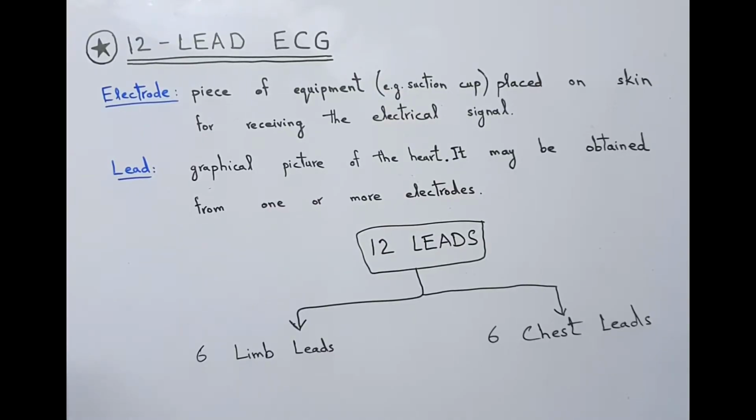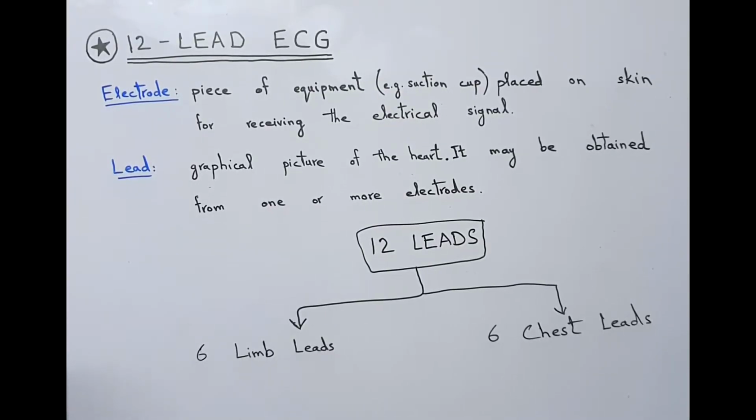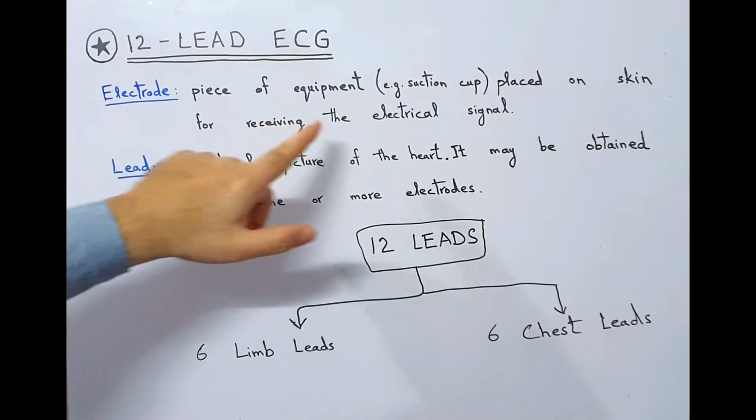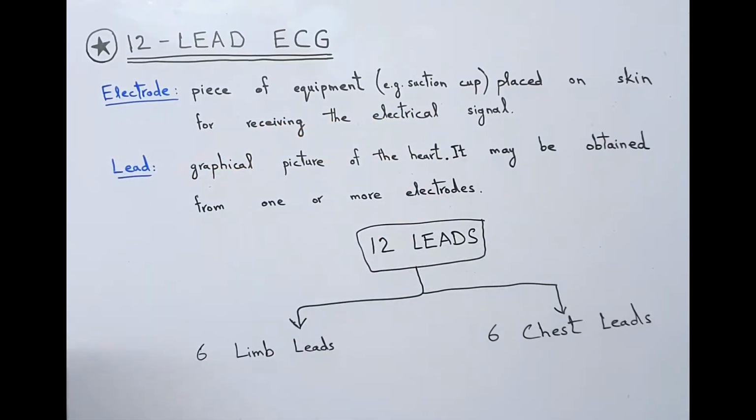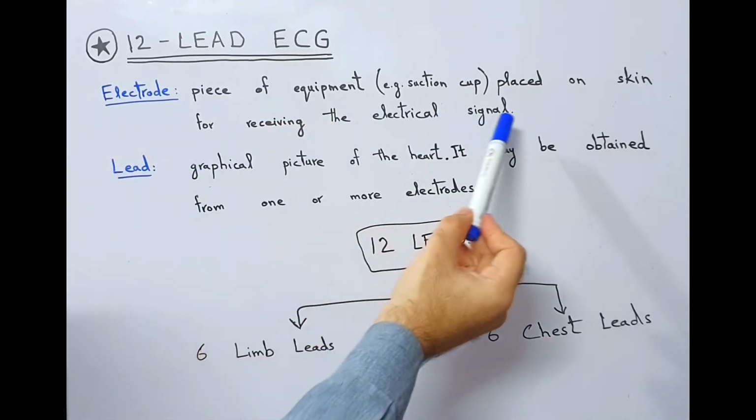Okay, now we will discuss 12 lead ECG. Before we go into details of different leads, first we will need to know what's the difference between an electrode and a lead. Some people really confuse it. So this confusion must be eliminated so that we can understand the ECG better. Electrode is a piece of equipment, for example a suction cup, placed on skin for receiving the electrical signal.